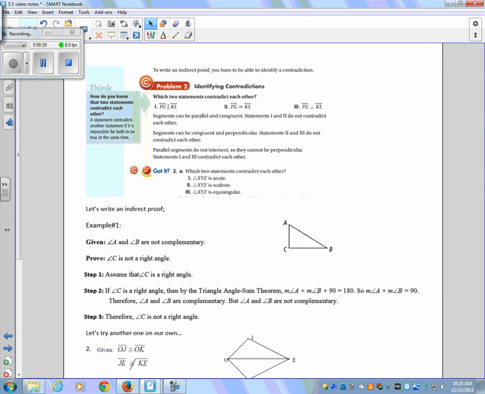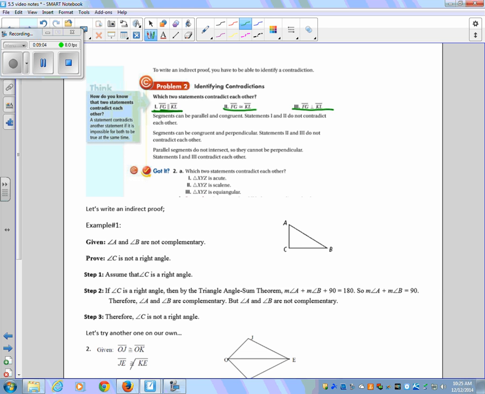To write an indirect proof, you have to be able to identify a contradiction. This is a little bit of an exercise on figuring out what contradicts what, and this involves knowing your geometry knowledge. So if you have three statements, FG is parallel to KL, FG is congruent to KL, and FG is perpendicular to KL. Some of these are different statements, but they're not negations of each other. So sometimes there's contradictions and sometimes there isn't.